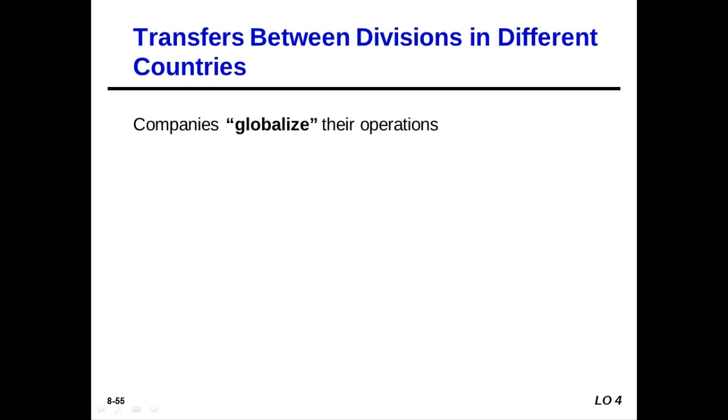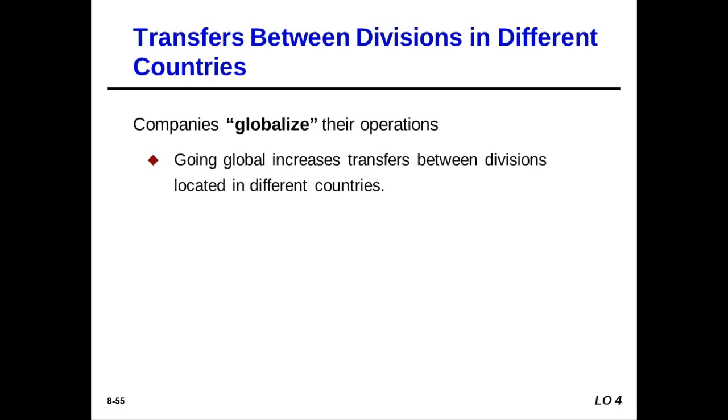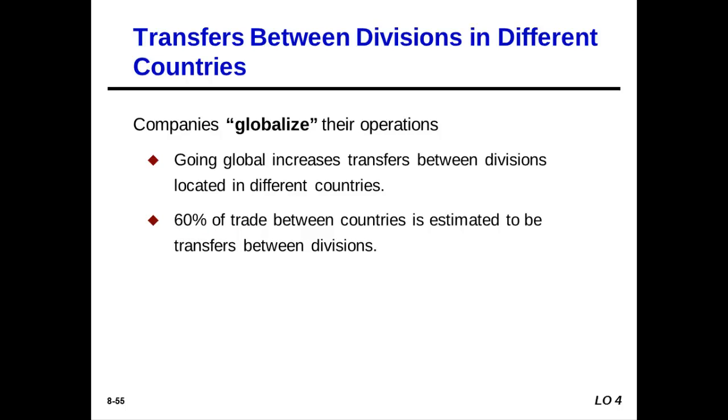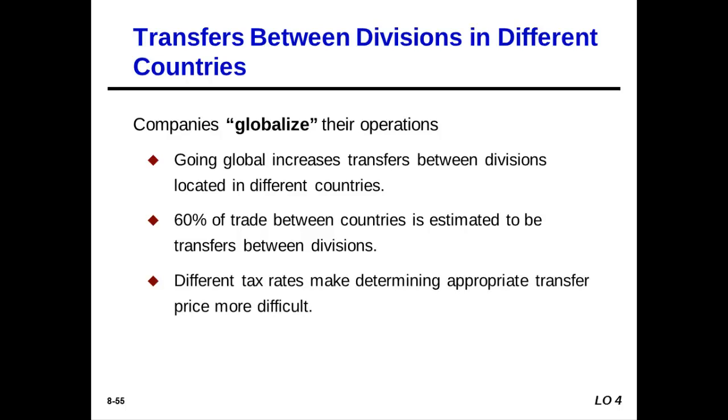As more companies globalize their operations, an increasing number of intercompany transfers are between divisions that are located in different countries. One estimate suggests that 60% of trade between countries is simply transfers between company divisions. Differences in tax rates across countries can complicate the determination of the appropriate transfer price.